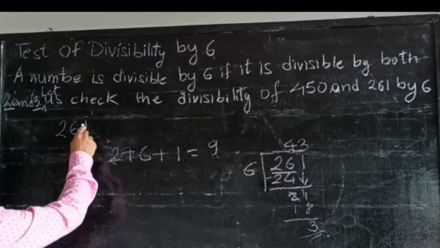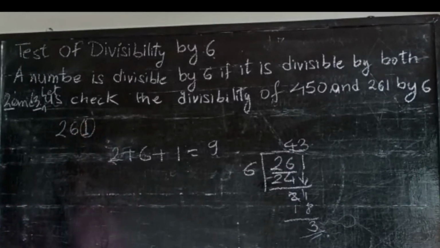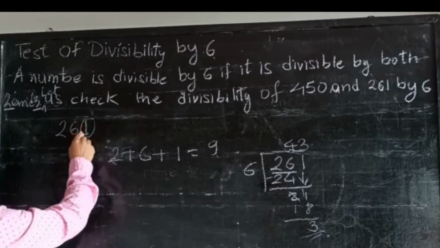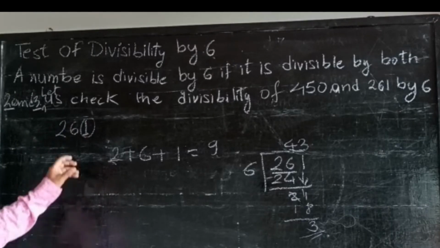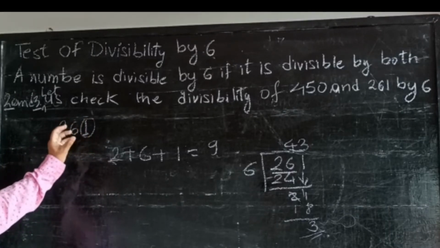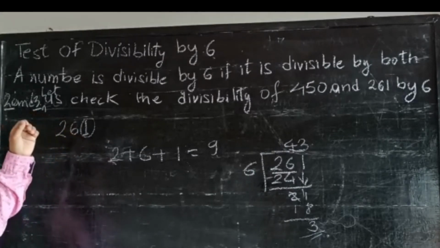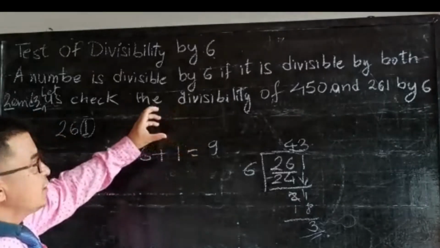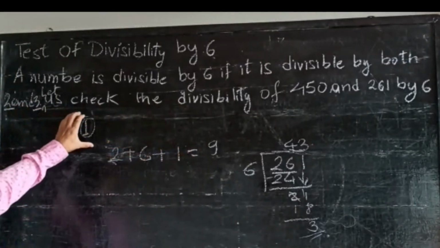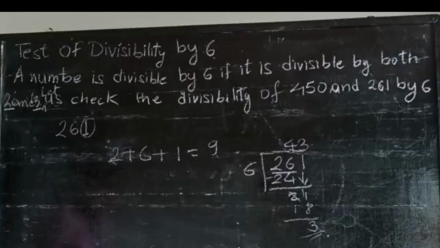Since the last digit is 1, it cannot be divided by 2, so it cannot be divisible by 6. If you change the last digit to 2 or 4, it could be divisible by 2. But when you add the digits, if the sum is not a multiple of 3, it still fails. The number has to be divided both by 2 and 3, then only it can be divided by 6. Next we'll do the test of divisibility of 4.